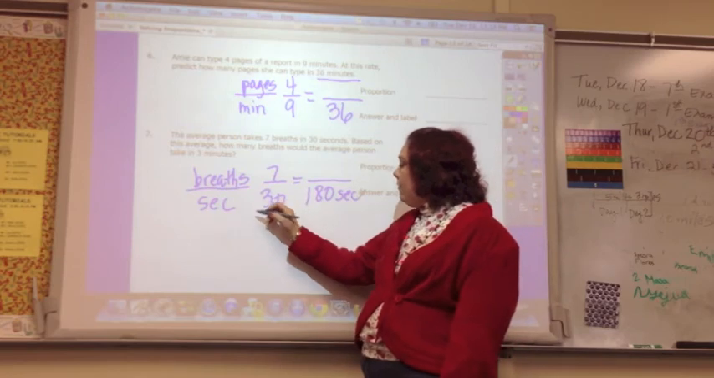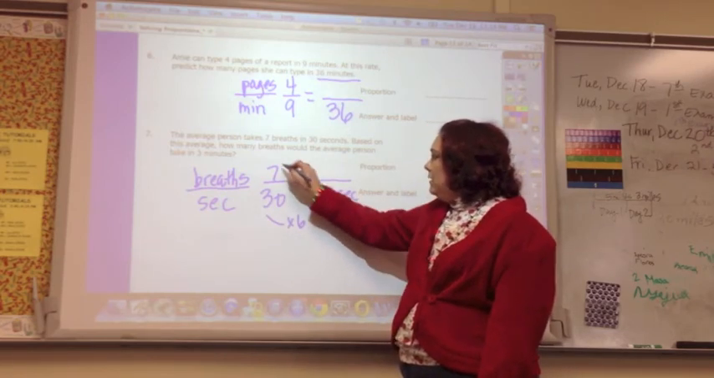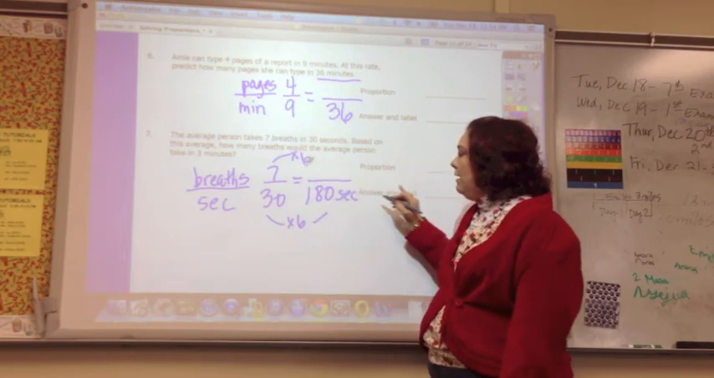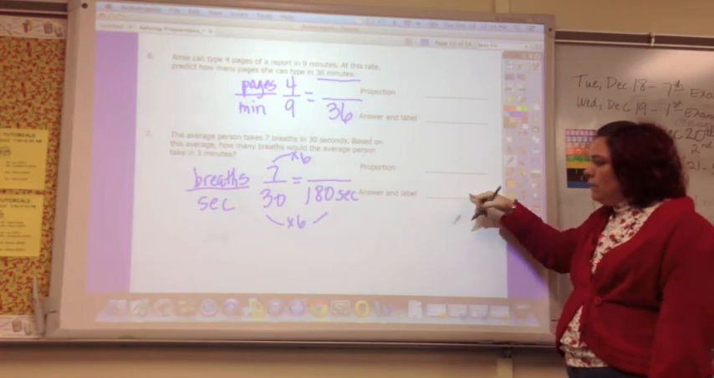And then how do I get from 30 to 180? It's times 6. So 7 times 6. So go ahead and finish this out. Write your proportion. Write your answer and label it.